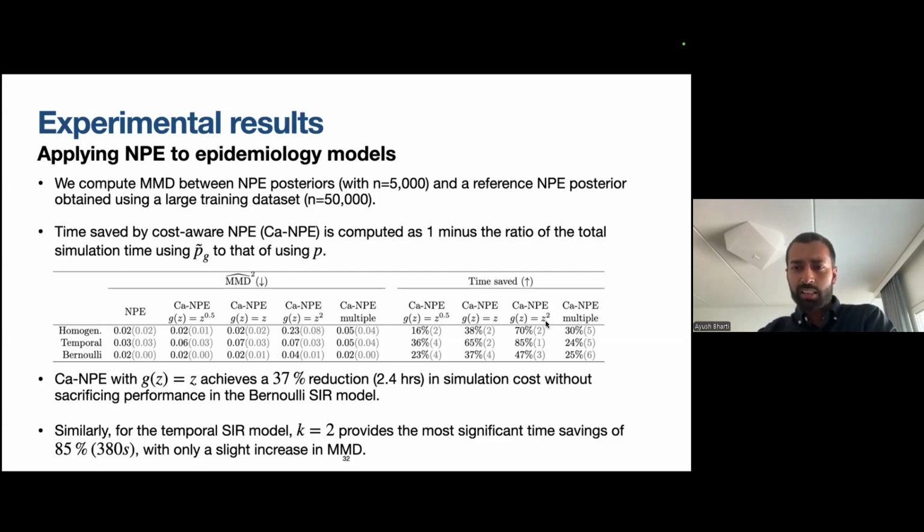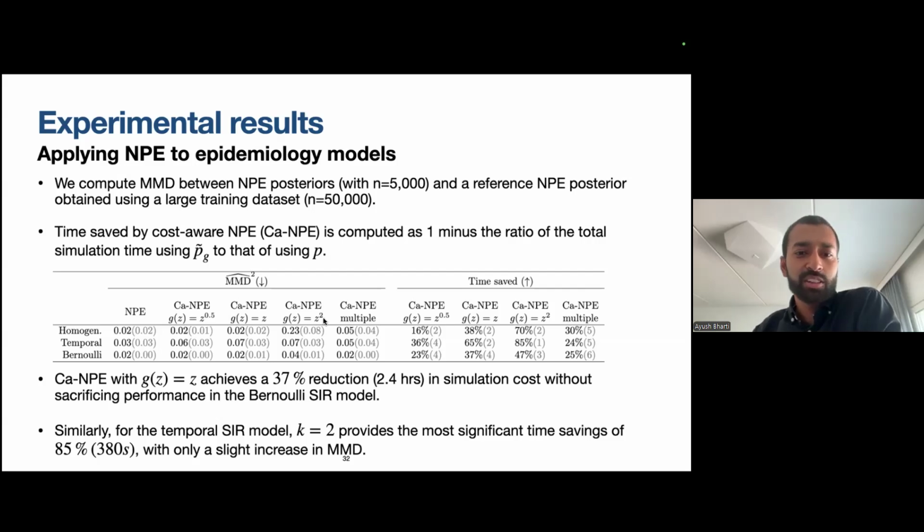In some cases, like for the Bernoulli case, as I told you, for G equals Z square, so squared penalty, I'm saving a lot more cost. And also for the temporal, the first plot that I showed with these heat maps, we are saving a lot more cost. Of course, there's going to be some reduction in the performance. But that's basically the trade-off, right? How much you want to save and get reasonable results.